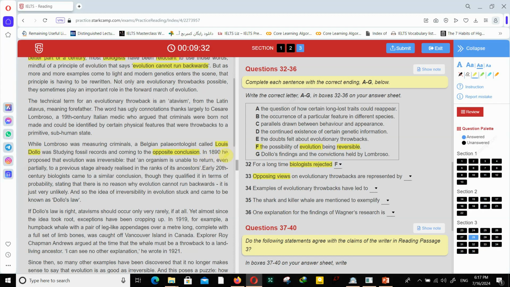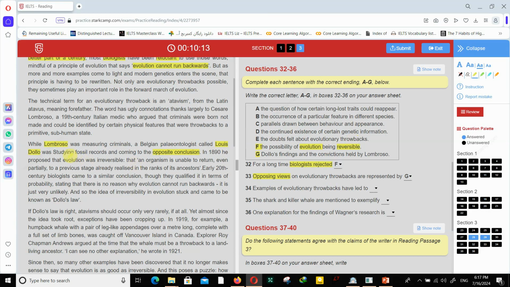In 1890, let me hear actually this opposite conclusion. Opposite views on evolutionary throwbacks are represented by Luis Dollo. Okay, so here it says that Dollo's finding and the conviction held by Lombroso, it was talking about Lombroso. Okay, so this is the answer for these questions. Just mention these two names. And of course, 33 is actually option G. And I'm going to highlight this one to not look at it again.